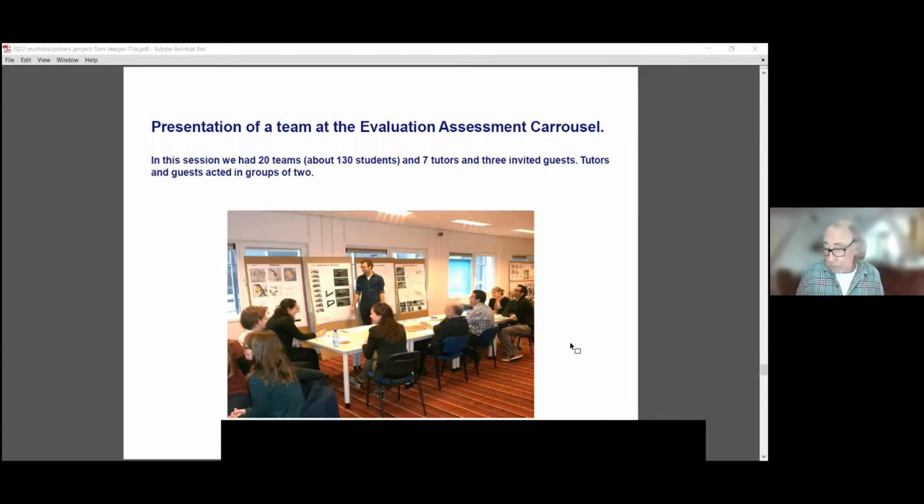One step aside, together with Fas, my colleague sitting in the middle, we developed something that we called the evaluation assessment carousel, because we found out that it was quite boring to have one presentation with 5 different tutors. And if every tutor would like to have a discussion with the team, you need at least half an hour, three quarters of an hour to really go into the depth. So we thought maybe we could find another way to do it.